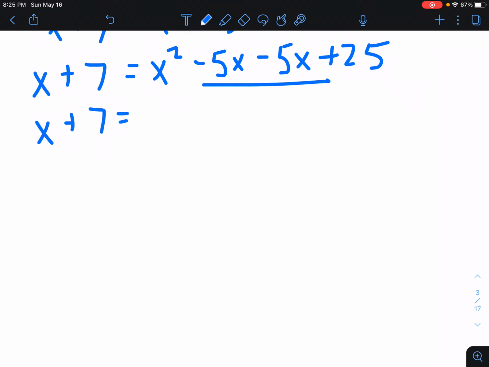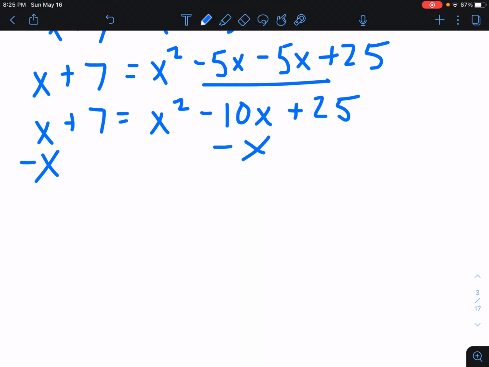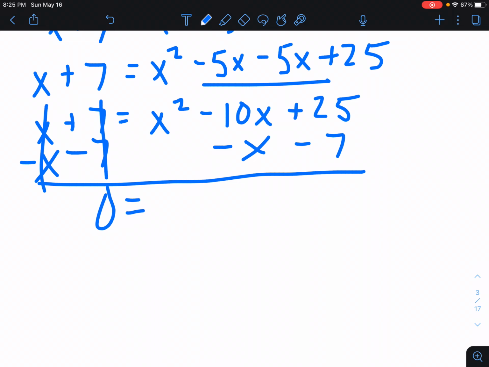I should combine these guys to make minus 10x. Now, since the x squared's on the right side of the equal sign, I'll make the left side equal to 0. So I'm going to subtract x, subtract 7. So then I look from there, and again, it's a quadratic, so we do have it set equal to 0.